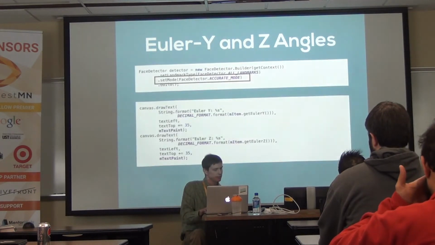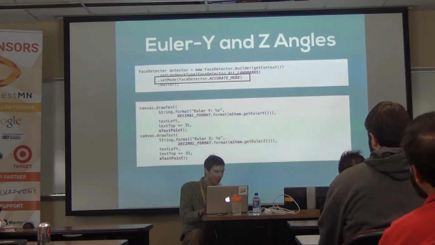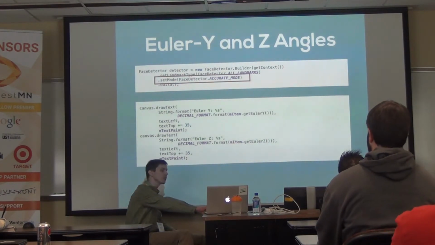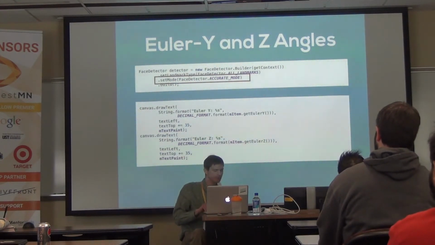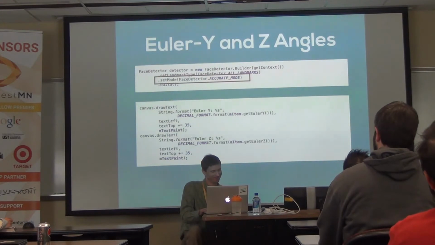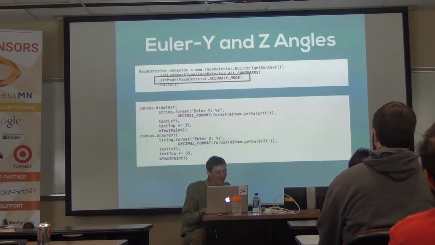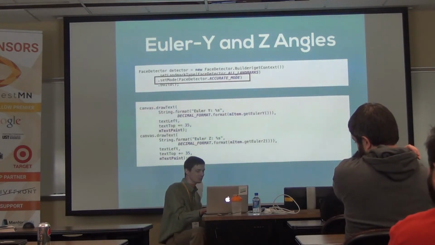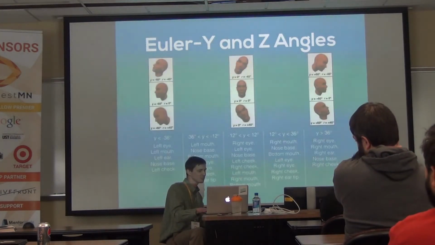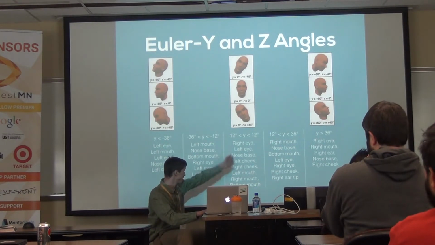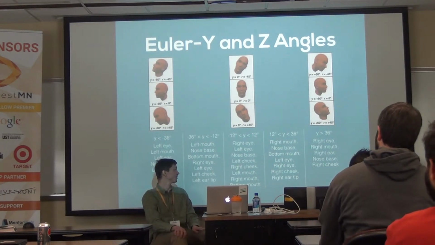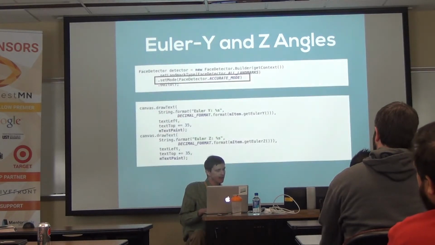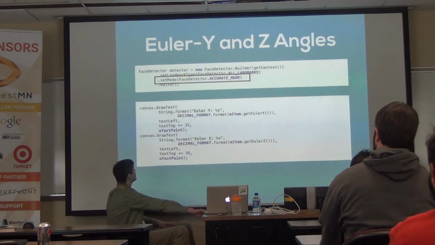Again, to actually get ears to show up, you need to set the mode of the detector to accurate mode. It defaults to fast mode, which is inaccurate, though faster. If you keep it in fast mode, the Euler-Y angle gets stuck at 0, so all you're going to get is this middle column here. You're never going to get the ears. So we need to set that mode to accurate.